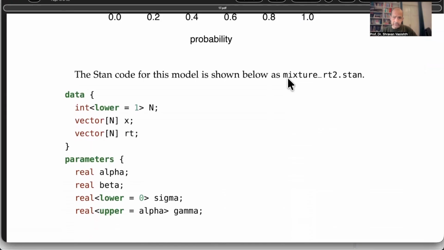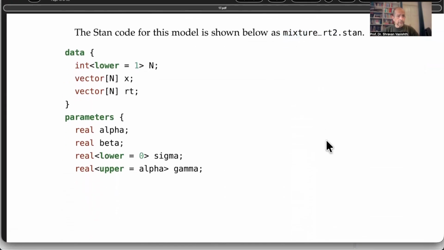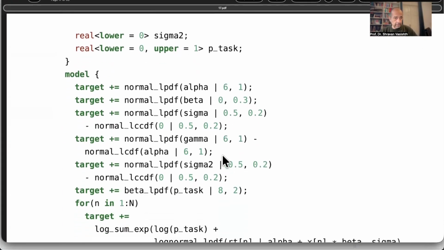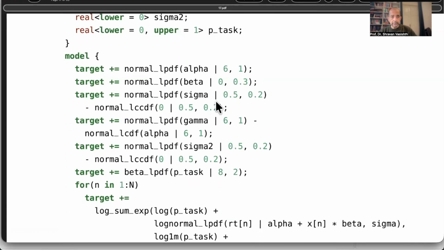So the model looks like this now. It's available in the bcox package, right? So all this doesn't change. The only thing that changes in the parameters is the constraint on gamma. So we say that alpha is an upper bound on gamma. So we're truncating gamma's prior from above, okay? And everything else is the same here. Now we get to the model. In the model, alpha and beta are fine, sigma is fine, just like before, and gamma is different. The prior on gamma is now being truncated from above.